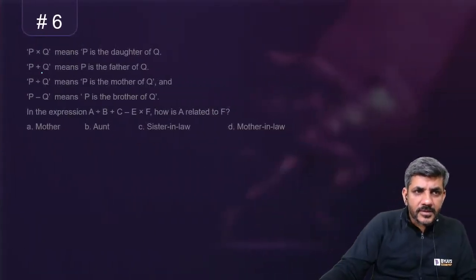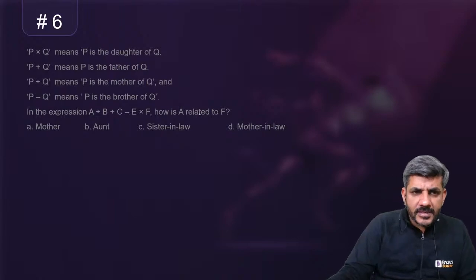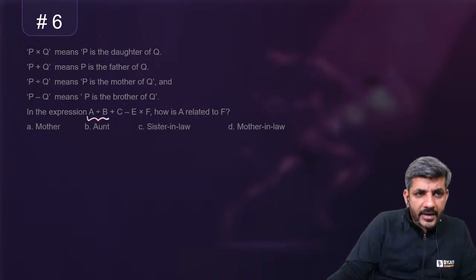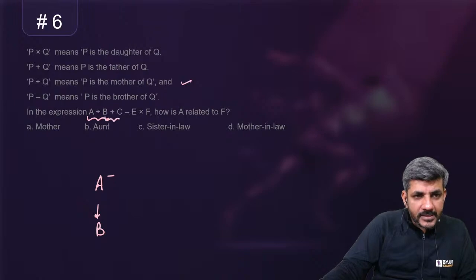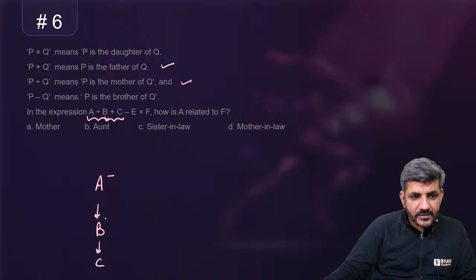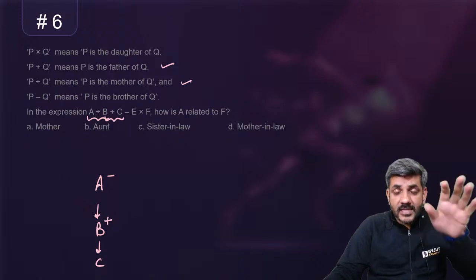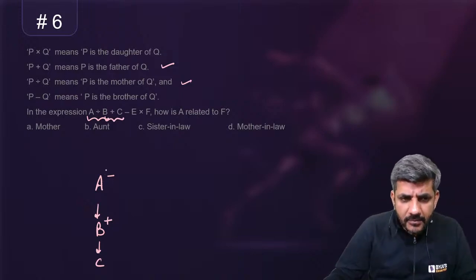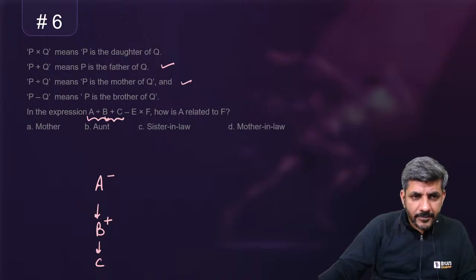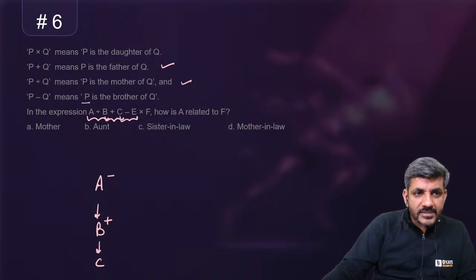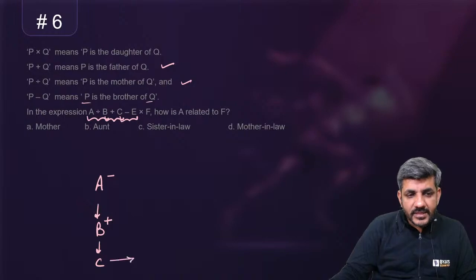P into Q is this, P plus Q is this, so on and so forth. In this expression, how are they related? A divided by B. According to this, that means A is the mother of B. So A is the mother of B. Then B plus C. B plus C according to this is B is the father of C. So B is the father of C. I'll write like this. Here I mean minus sign means females and plus sign means male. I have been using this since I'm in my younger days. So I still remember this only. C minus E. C minus E means C is the brother of E. So C is the brother of E. We use the symbol that C is the brother of E.